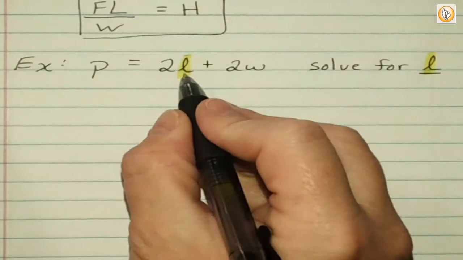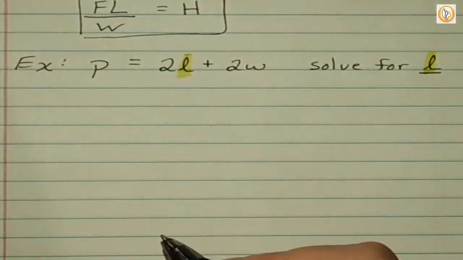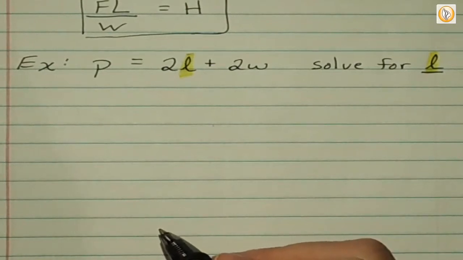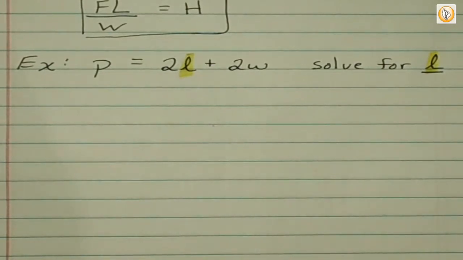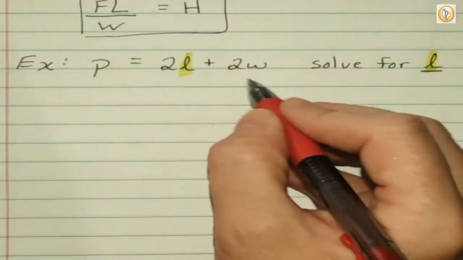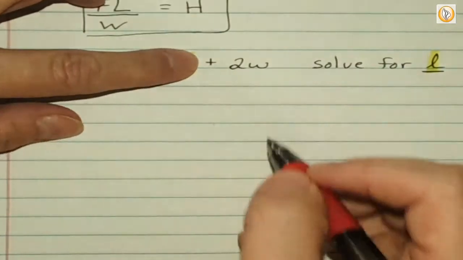Okay, so this is us. We want to isolate us. So raise your hand if you can tell me what you would move first. Taylor? 2W. Okay, we're going to move this whole intruder out. How do I do that? Subtract both sides by 2W.